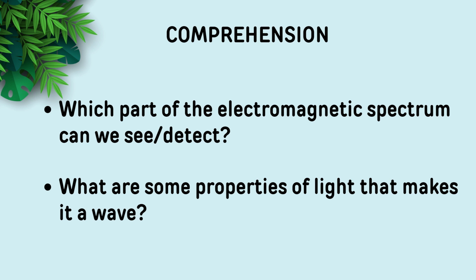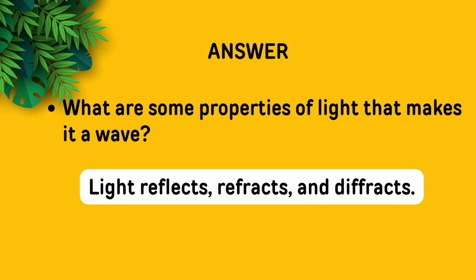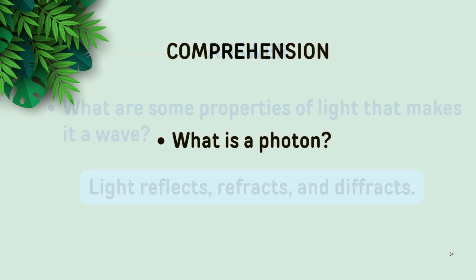Comprehension. Which part of the electromagnetic spectrum can we see or detect? And what are some properties of light that makes it a wave? The part of the electromagnetic spectrum we can see or detect is visible light. Some properties of light that make it a wave are that it reflects, it refracts, and it diffracts.